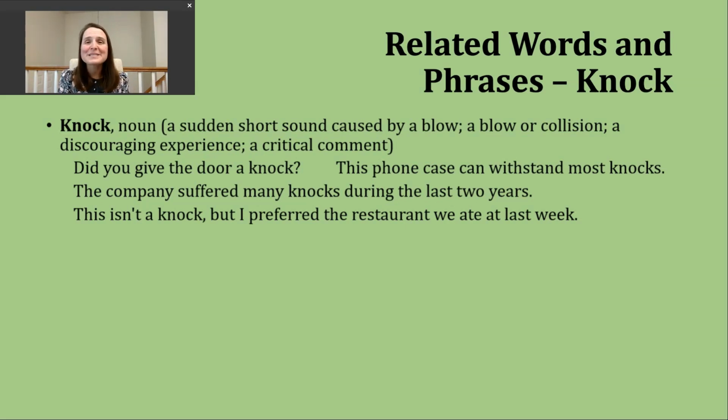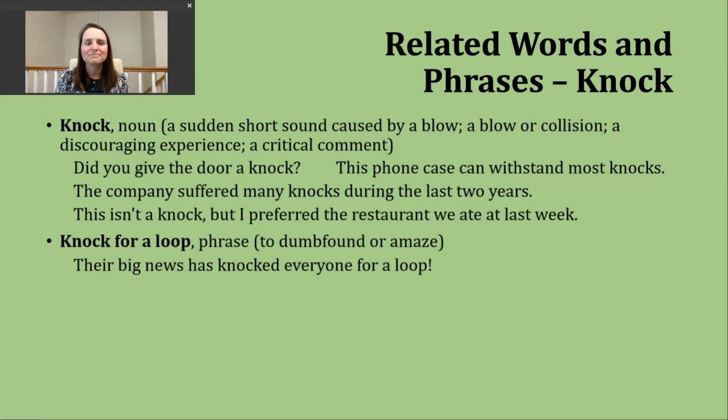The fourth way you could use the noun knock is to mean to make a critical comment. So this last definition ties back to that third definition of the verb we discussed earlier, meaning to criticize. How you might hear this used: this isn't a knock. Right? So here someone's trying to say, I'm not making a critical comment, but I preferred the restaurant we ate at last week. Okay, so maybe we've just dined somewhere, and someone's not trying to criticize the current one, but offering that they preferred or liked more the one from the previous week.